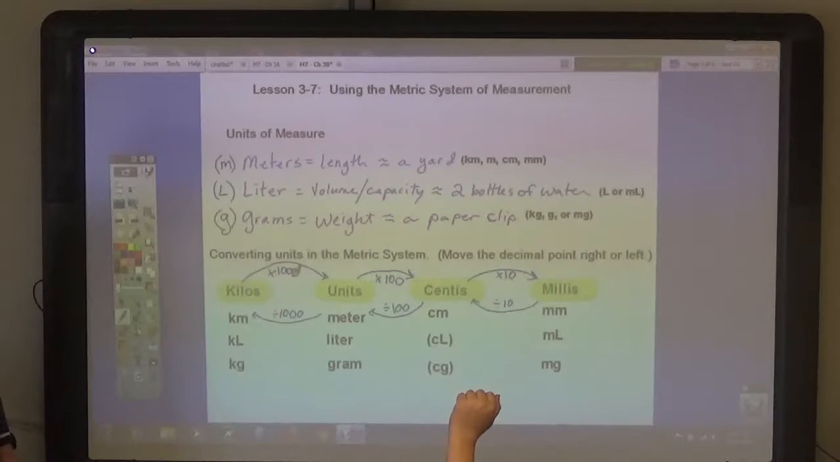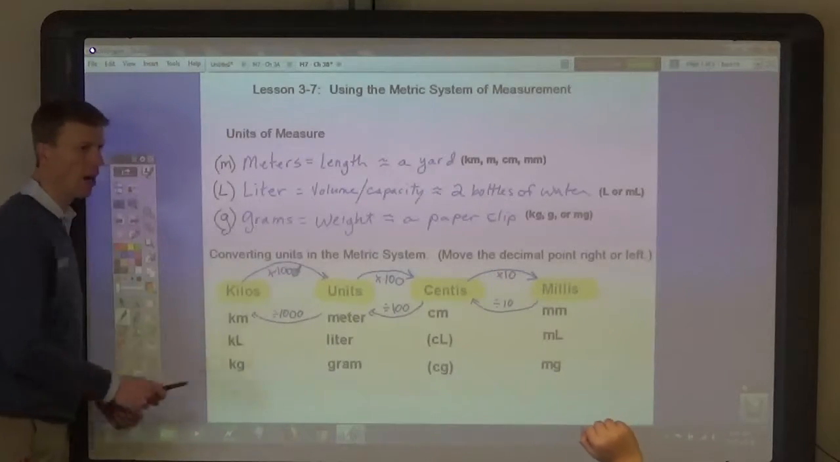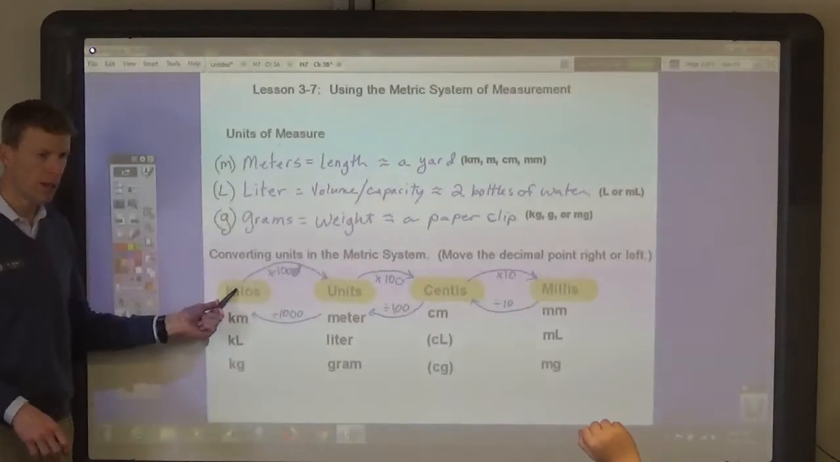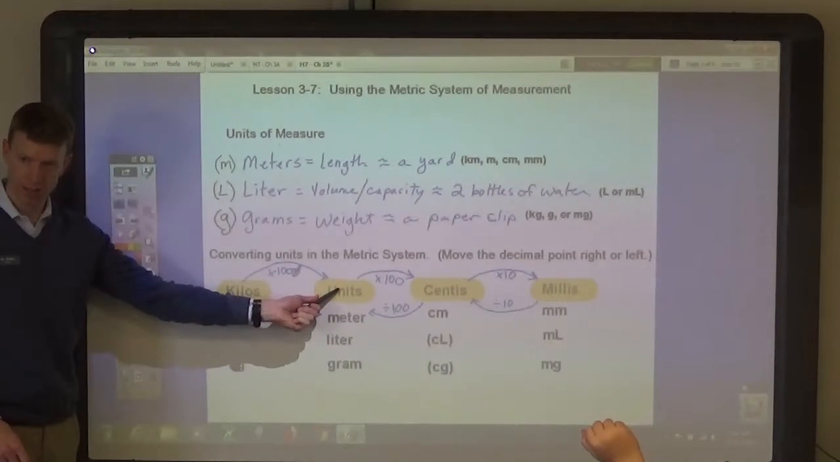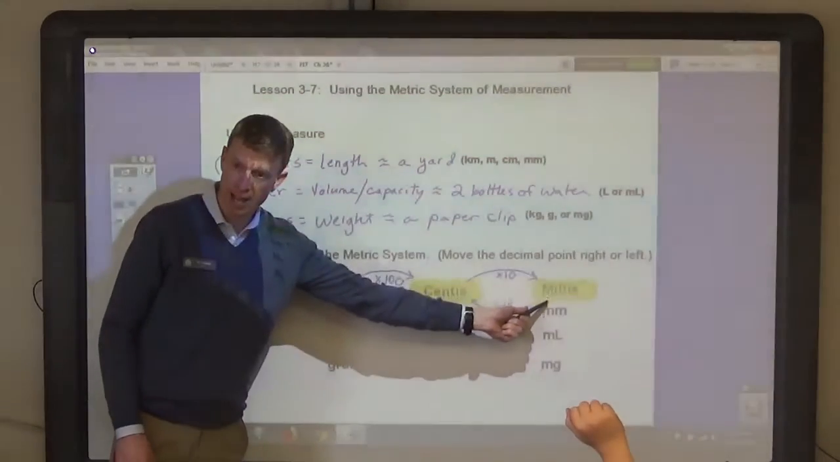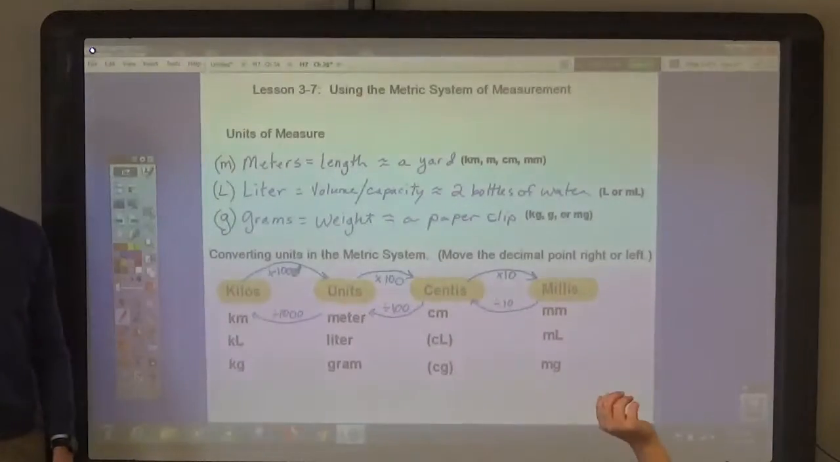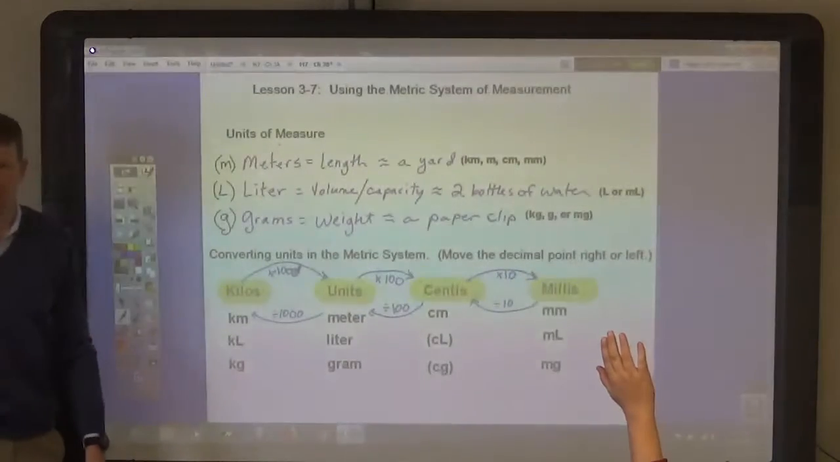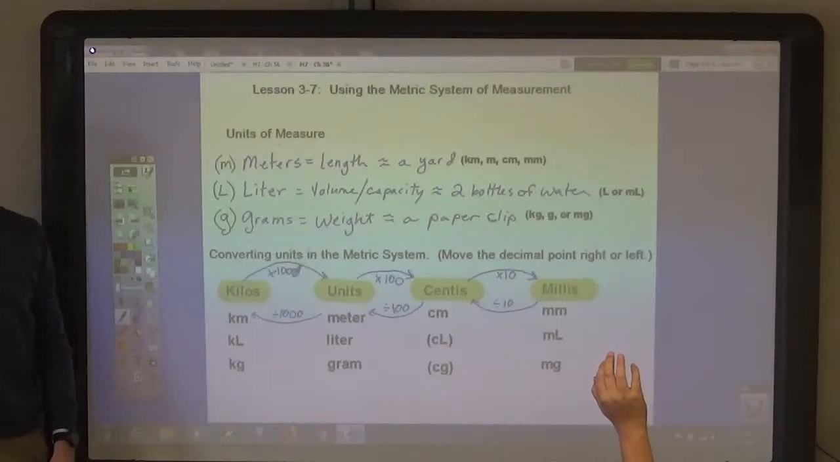Kilos, if you go over to millis, would it be times by 2,000? No. Nope, because 1,000 times 1,000 is not 2,000. So you'd start with kilos and convert it to units, multiply it by 1,000, and then multiply it by 1,000 again to convert it to milliliters. Not 2,000, but 1,000,000.